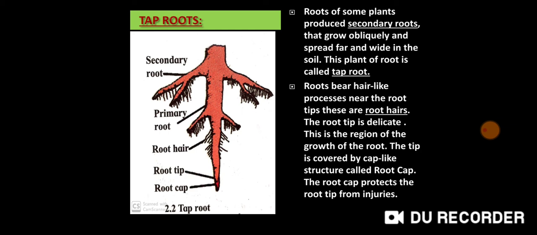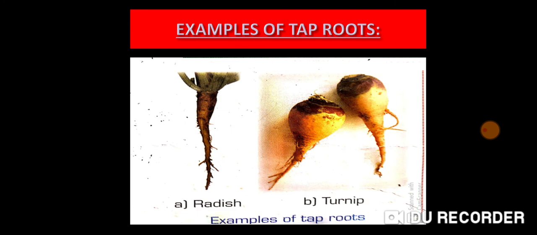See this picture, we see the secondary root, primary root and root hair, and at the end there is a root tip, and the root tip is covered with a cap-like structure, that is the root cap. The examples of taproot are radish and turnip.